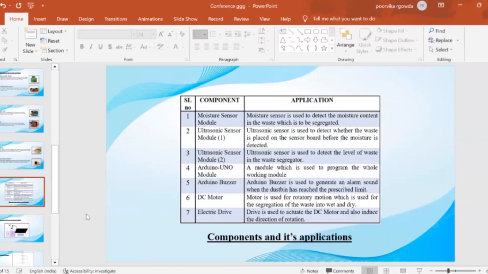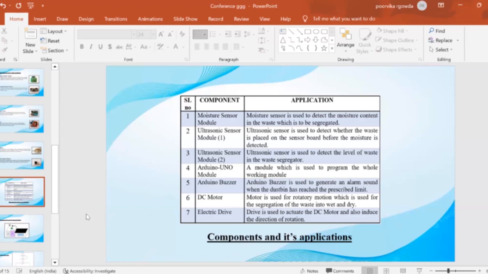So this is the table of components and their applications, compacted into a table. As I said, the moisture sensor module helps to detect the moisture content so the waste can be segregated. For the ultrasonic sensor, we are actually using two ultrasonic sensor modules. One ultrasonic sensor is used to detect the waste that is present on the sensor, and the second one is used to detect the level of waste in the waste segregator.